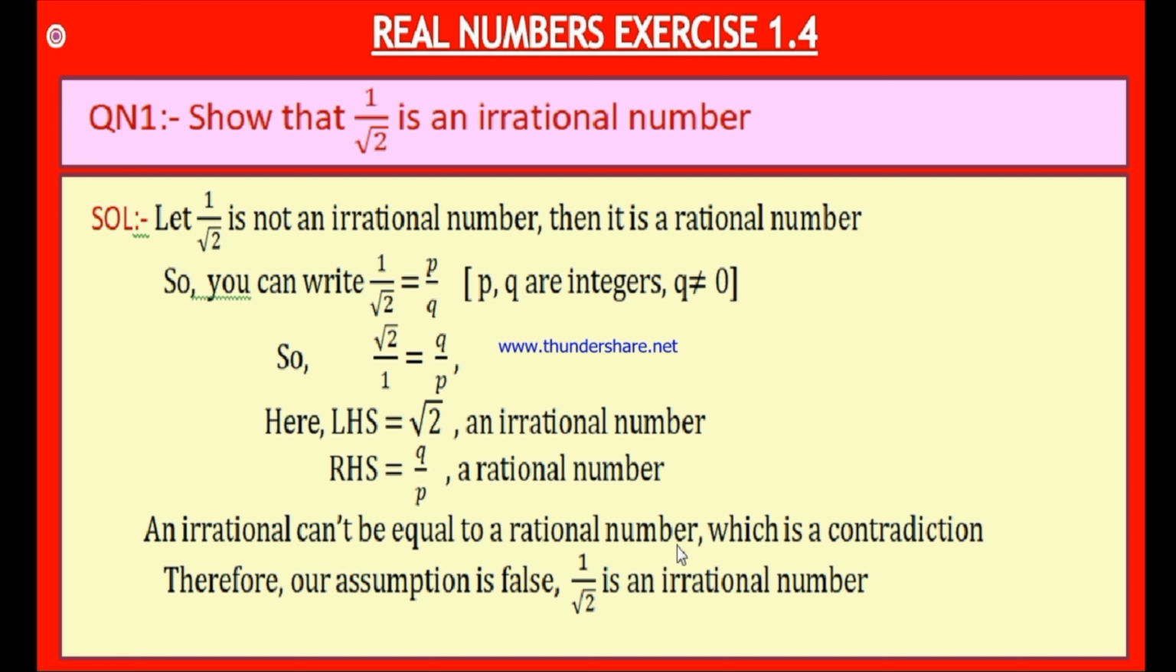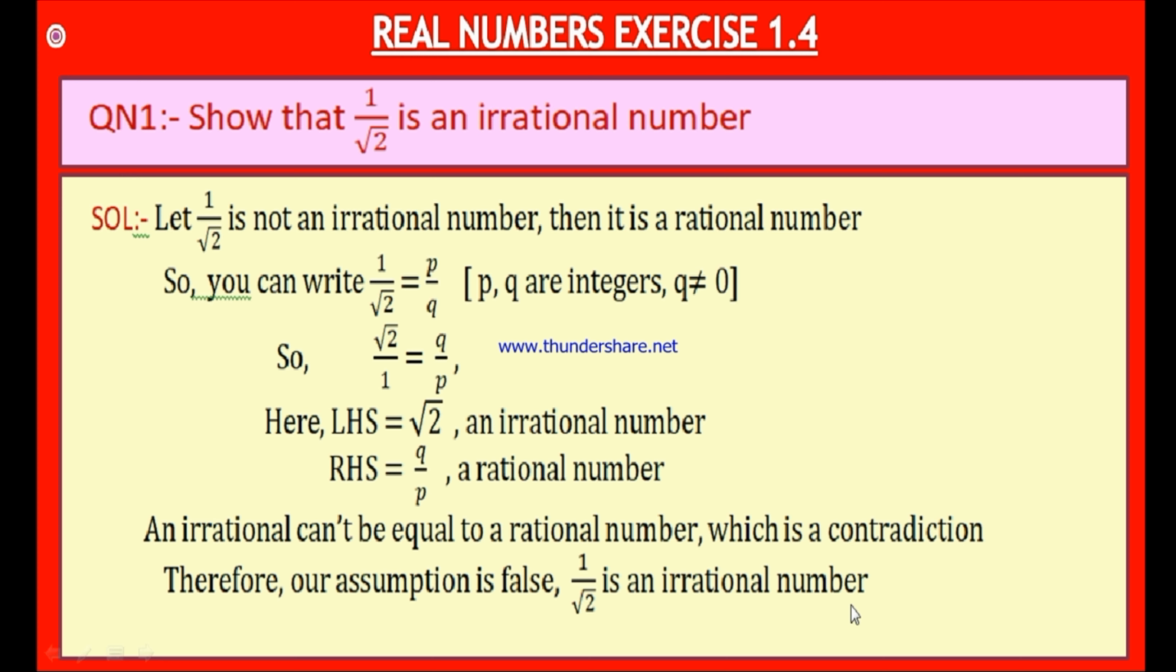Why? Because if a number is irrational, then it should not be rational. And if a number is rational, then it should not be irrational. Therefore, an irrational number cannot be equal to a rational number, which is a contradiction, which is wrong. Then what is wrong? Our assumption is wrong, our assumption is false. Then what is our assumption? We assumed that 1 by root 2 is not irrational. This is false. Therefore, 1 by root 2 is an irrational number.